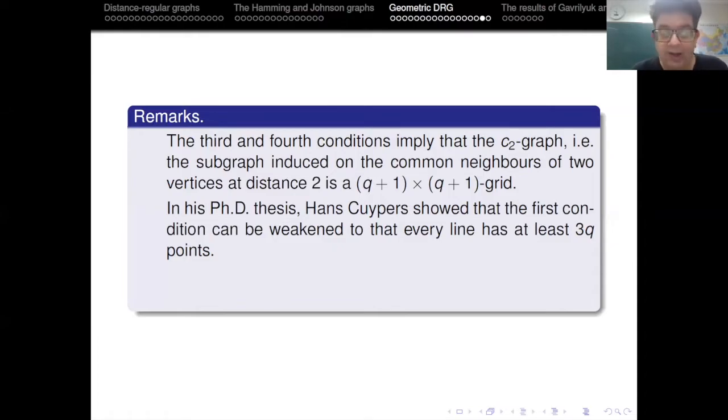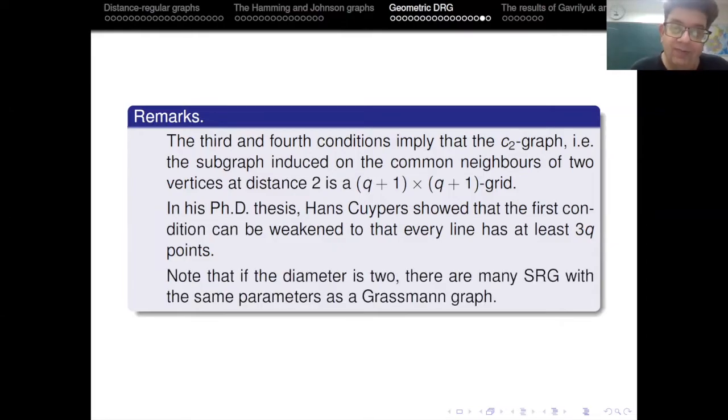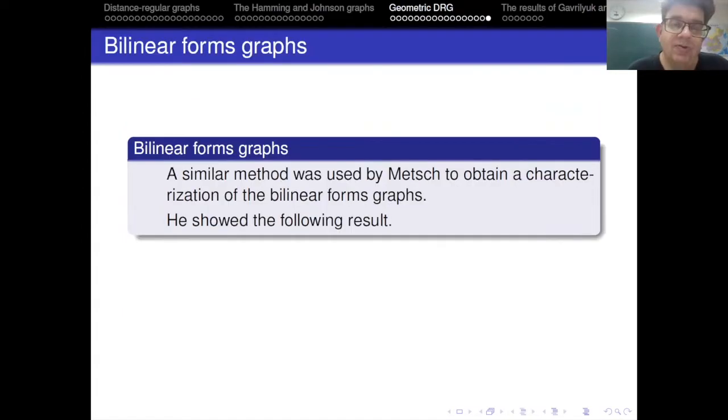You still need the diameter. And I already said that if the diameter is 2, then there are many strongly regular graphs. Strongly regular graphs are essentially the same as distance regular graphs of diameter 2, with the same parameters as the Cosmographs, because you can make certain kinds of designs and they always exist. So now I will give one more remark before I end my talk today. I'm sorry, it is a little bit short.